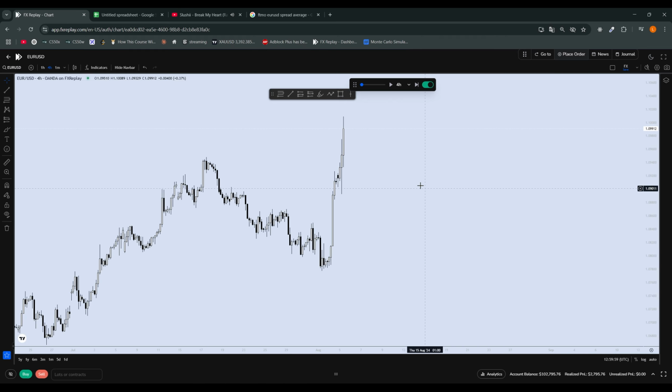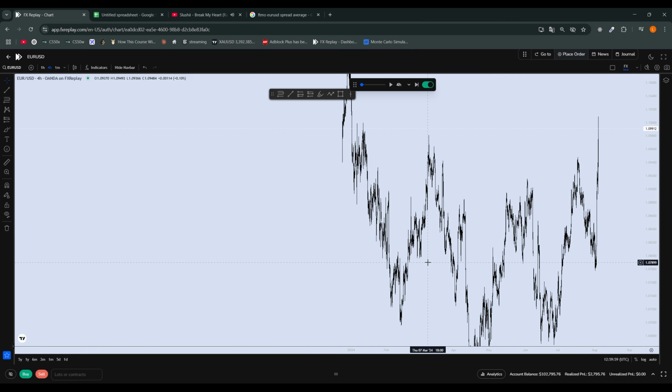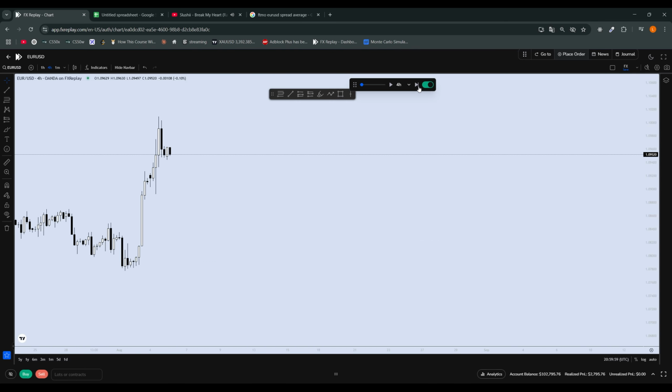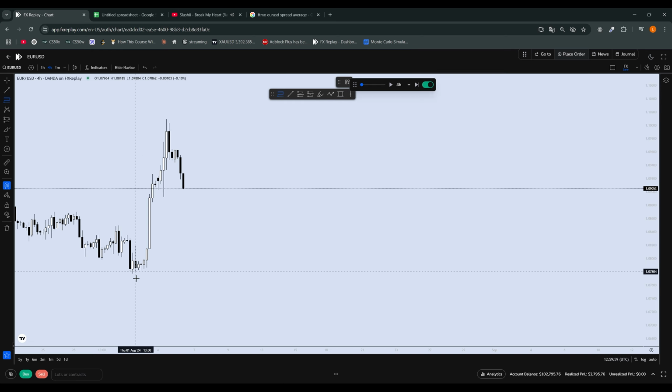Okay, so price exploded. It reached something. We have a long range. It's a very broad range, but I will take it anyway.